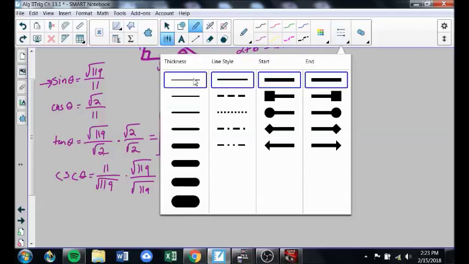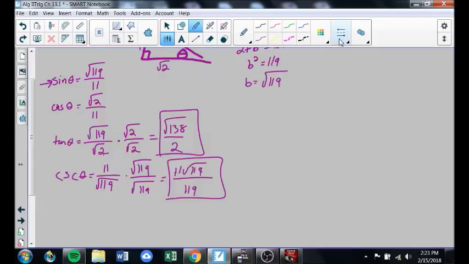I'm going to switch colors. I don't really know why, but I felt like it. Cosine becomes secant. The secant of theta is going to be 11 over root 2, which becomes 11 root 2 over 2. You should get to the point where you can do this rationalizing very quickly. And then tangent is just going to flip over this fraction. You could flip over this fraction, but that's going to require some simplifying. I recommend instead you flip over this fraction here.